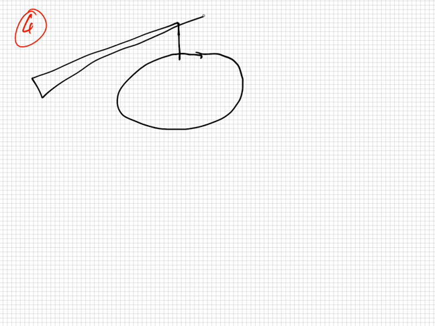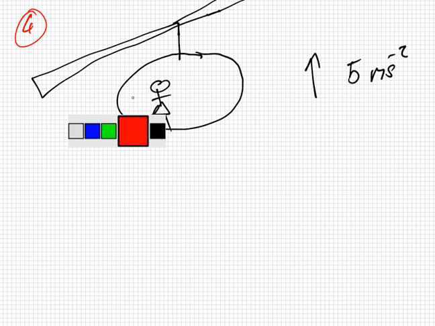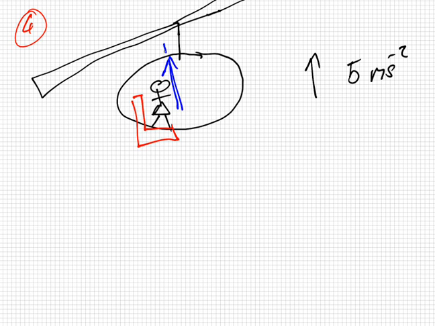A 45 kg woman is sitting on a helicopter that is about to take off. The helicopter takes off with acceleration of 5 meters per second squared. What is the reaction force between her and the helicopter seat? Look, I'll even draw in the seat for you. So there's a reaction force here of R, and there's a downward force.